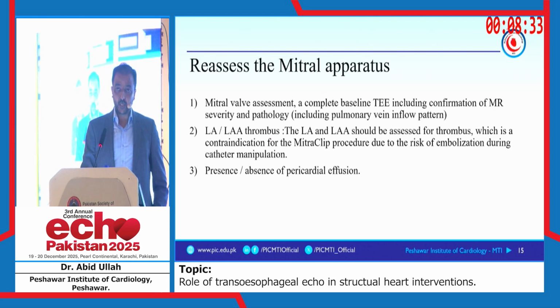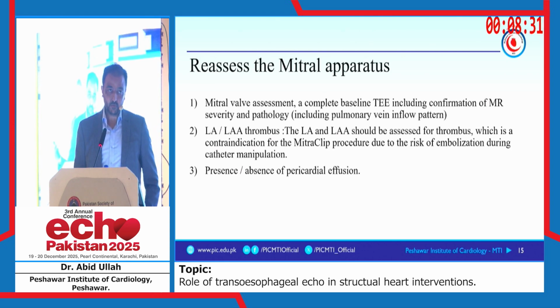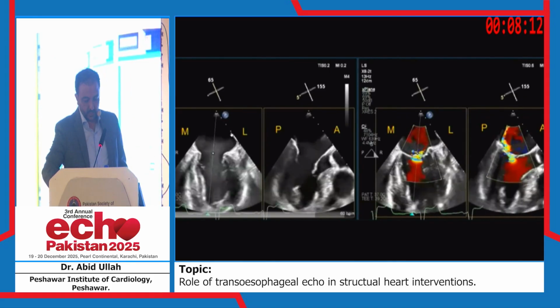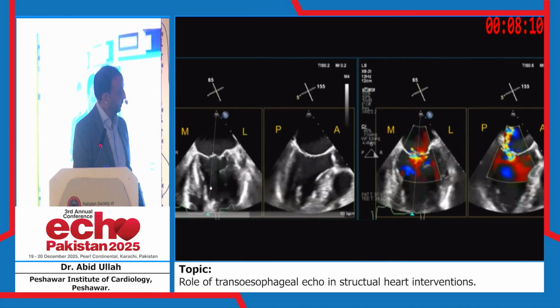Once the patient comes to the cath lab, we reassess the mitral valve. We make sure that the mitral valve is still suitable for going ahead with a MitraClip. We want to make sure that there is no left atrial or left atrial appendage thrombus, because that would be a contraindication, and we look for the presence or absence of pericardial effusion. Those are the key views for the assessment.